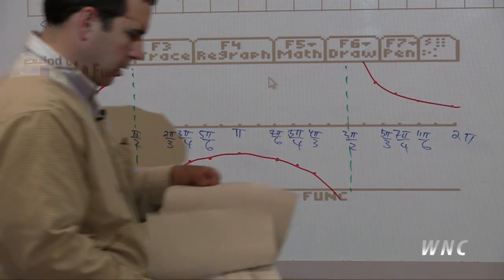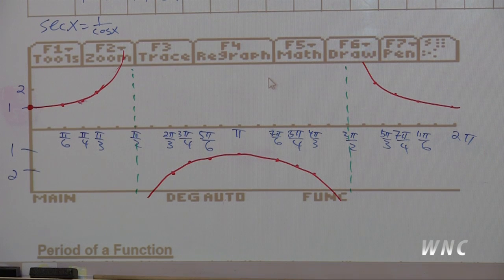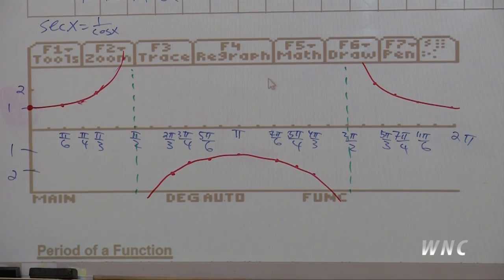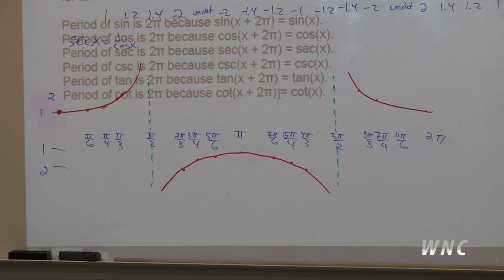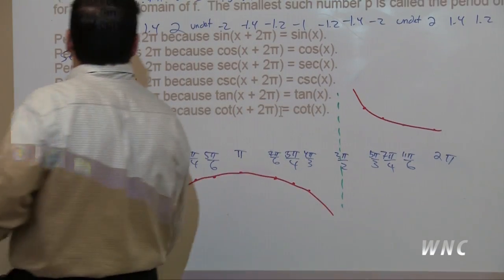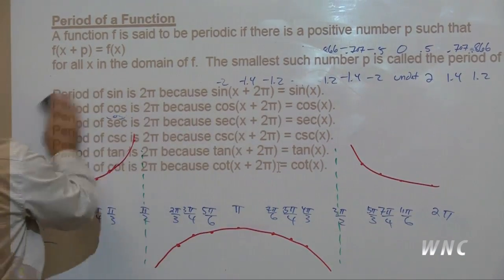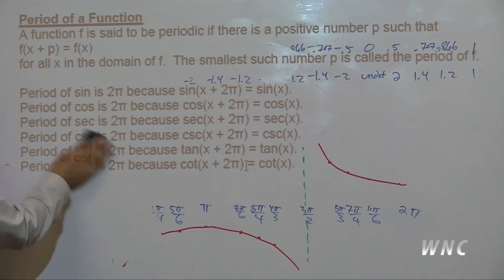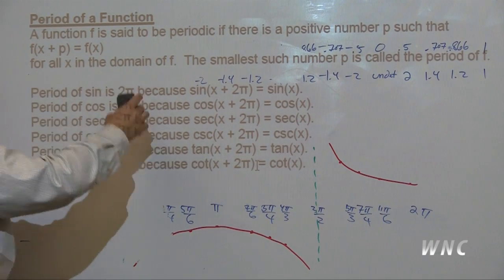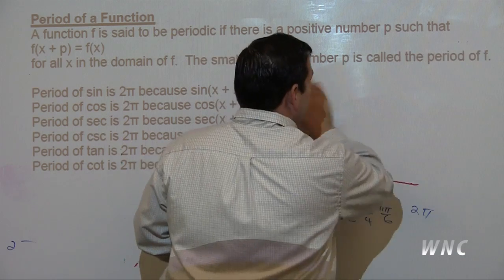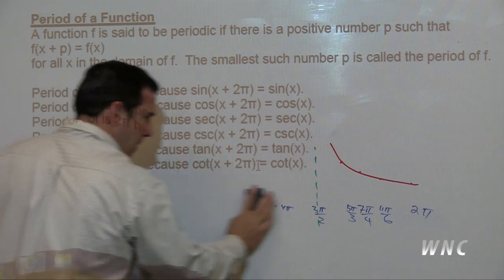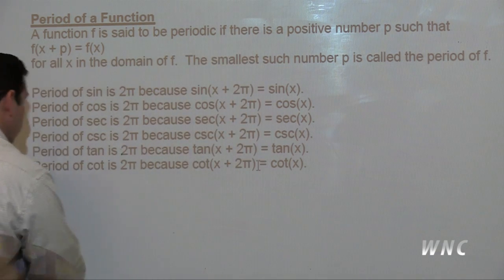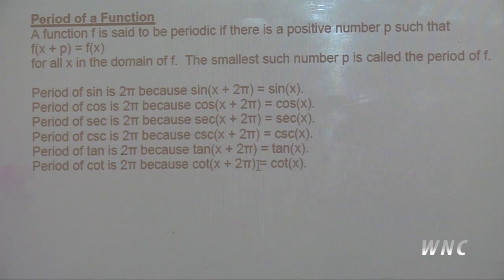Okay, let's go ahead and go on. Talk about period of a function. I think there's some typos here I want to correct. Period of a function: a function f is said to be periodic, that means it repeats after a certain amount of time, if there is a positive number p such that f of x plus p equals f of x for all x in the domain of f. The smallest such p is called the period of f.